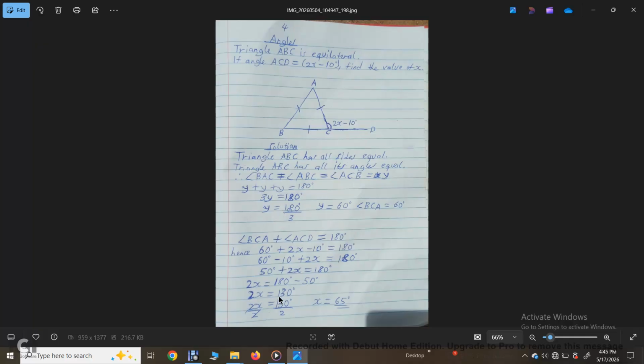Now we get 2x is equal to 180 degrees minus 50 degrees, which gives 130 degrees. So therefore, we divide both sides by 2. x is equal to 65 degrees. So therefore, the final answer is x is equal to 65 degrees.